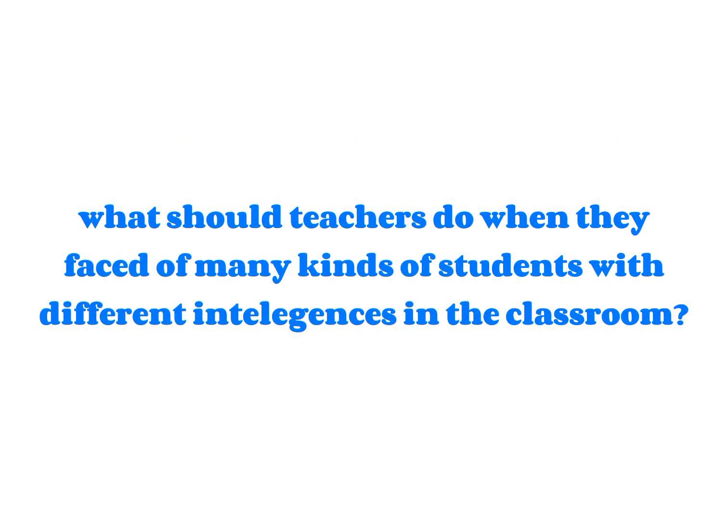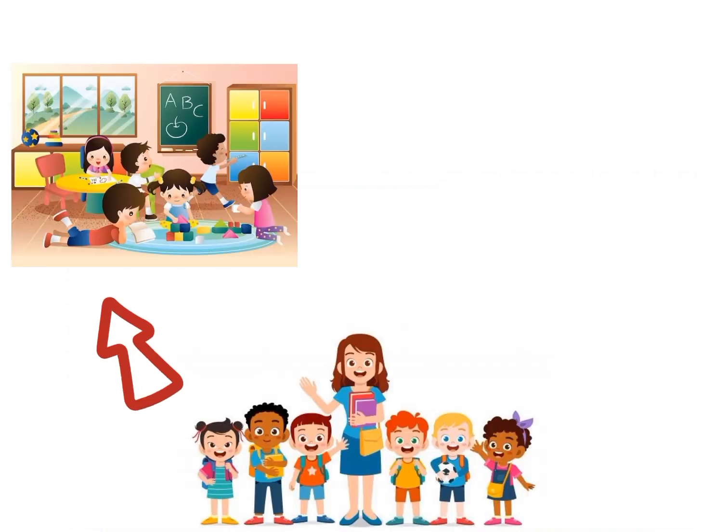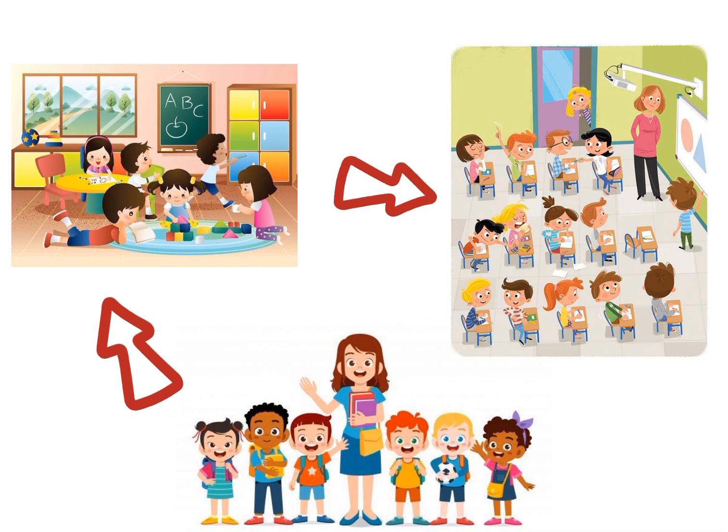What should teachers do when they face many kinds of students with different intelligences in the classroom? To deal with students, teachers must be able to understand and realize that their students have different intelligences. Teachers can give freedom to students to do learning according to their learning style. Then, the teacher can train students with the skills they need.